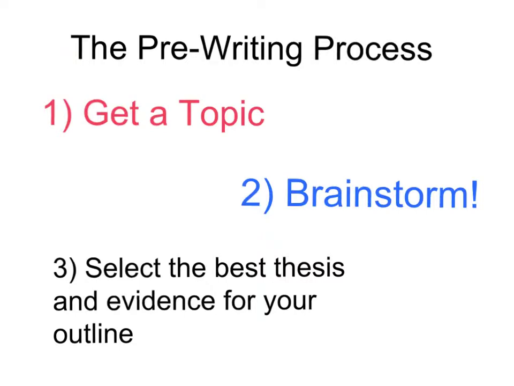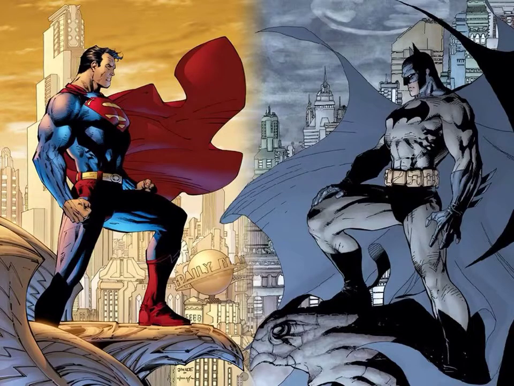Step 1, get a topic. Step 2, brainstorm. And 3, make your choices from your brainstorm and fill out your outline. And that's the 2 and 3 are where we're going to focus for this video. So we have a topic. Who would win in a fight, Batman or Superman?